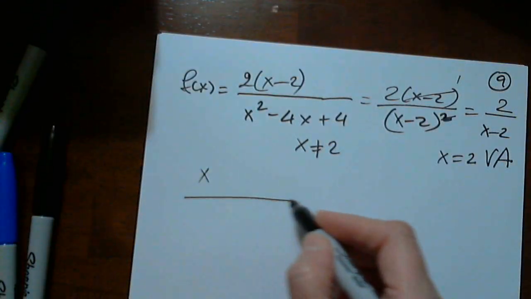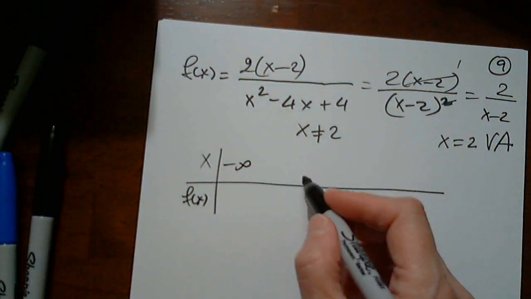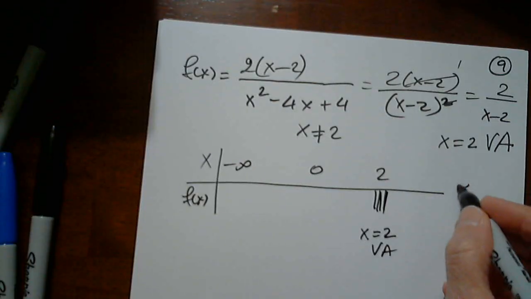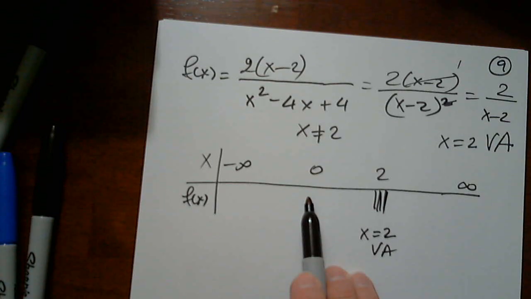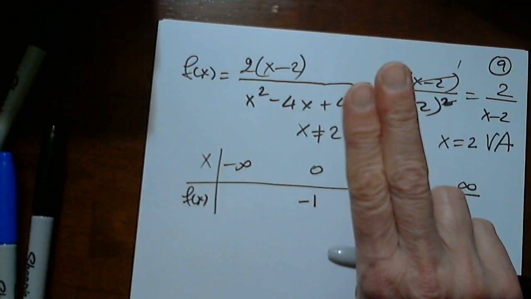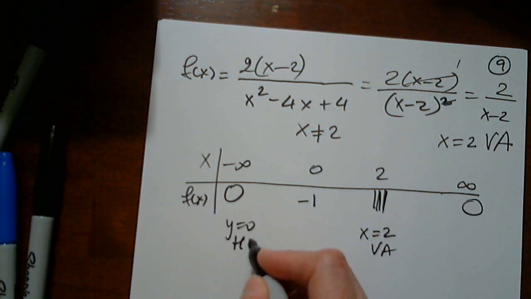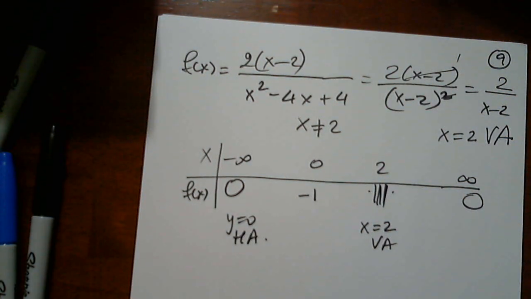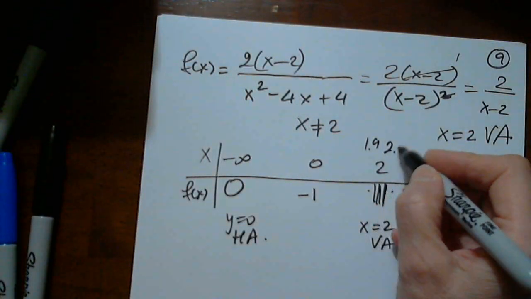And then I start the table. And I have negative infinity, I have 0, I have 2, and I have infinity. I plug in 0, and I get negative 1. It's type 2, which means 0 and 0. Y equals 0, horizontal asymptote. And I need to find what happens left and right, with 1.9, I don't put them in the table, and with 2.1.